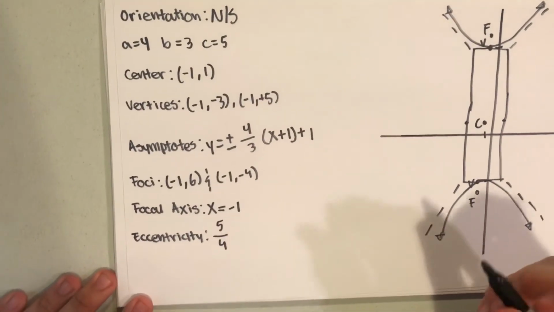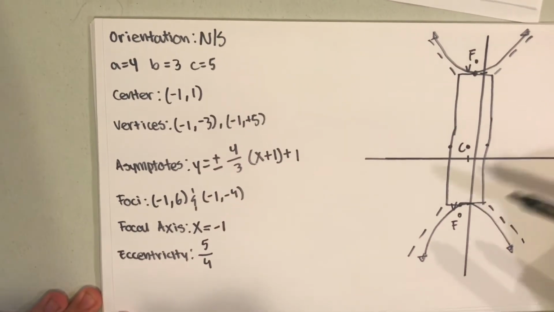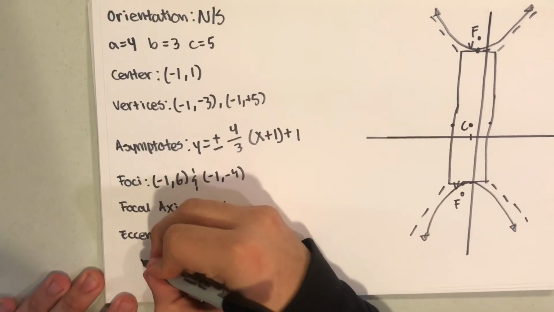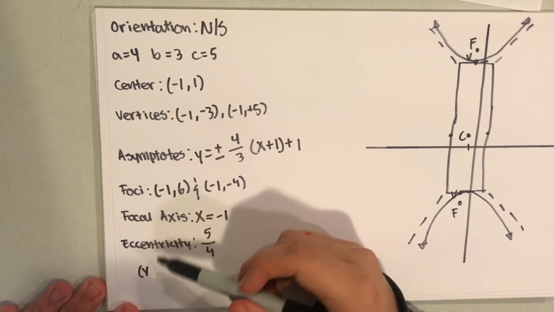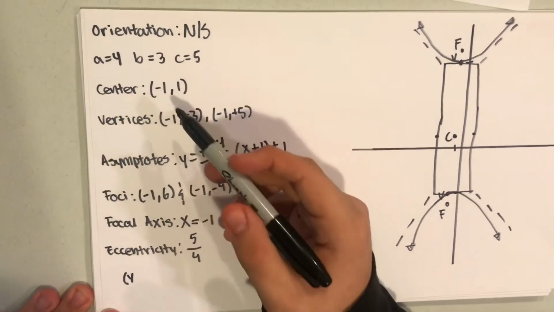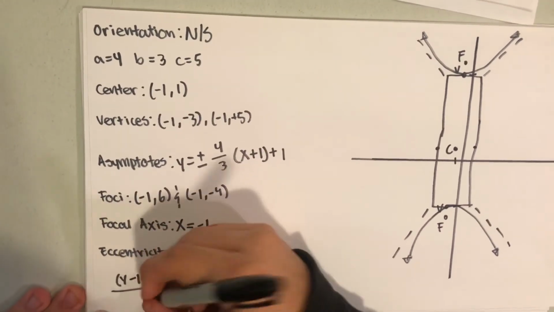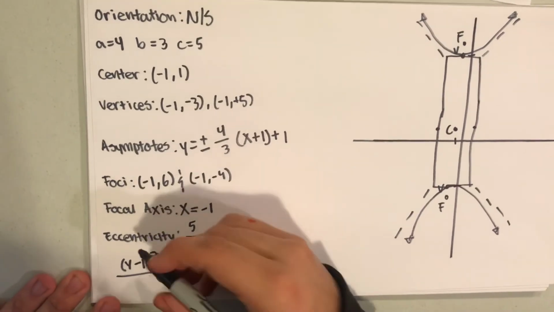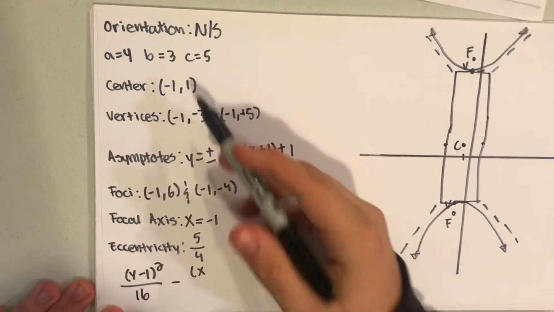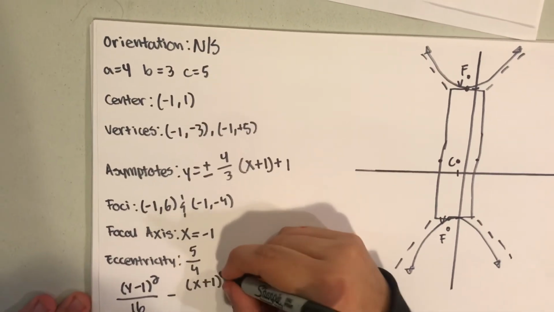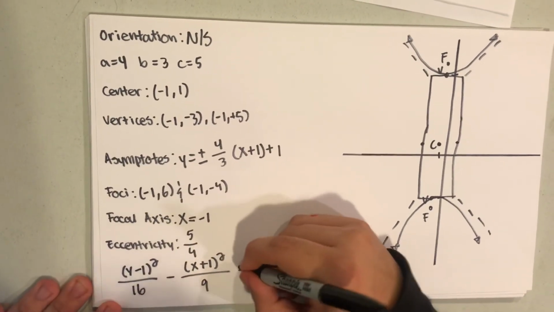In order to write the equation, you have to understand that since the hyperbola is north to south, the a goes under y. That is y plus or minus k. In order to find that, we know that k will equal 1. So (y minus 1) squared over a squared, which equals 16, minus (x plus 1) squared over b squared, which equals 9, equals 1.